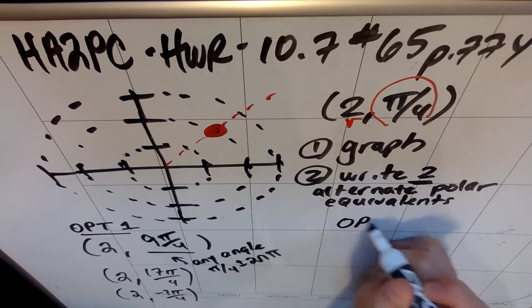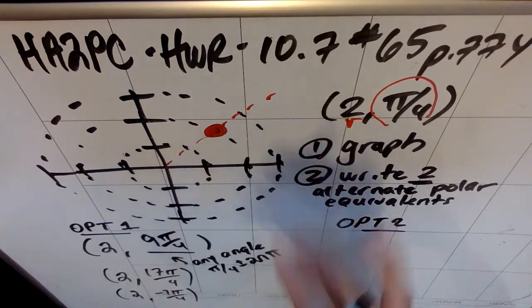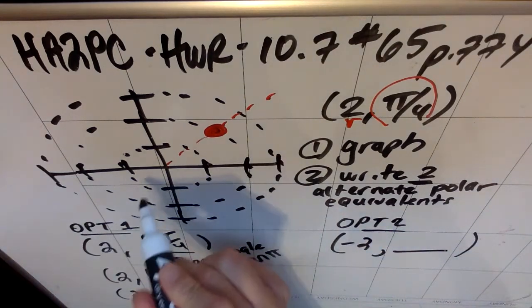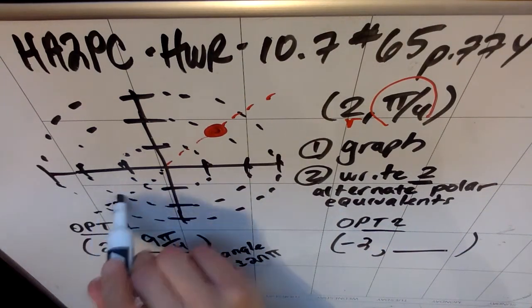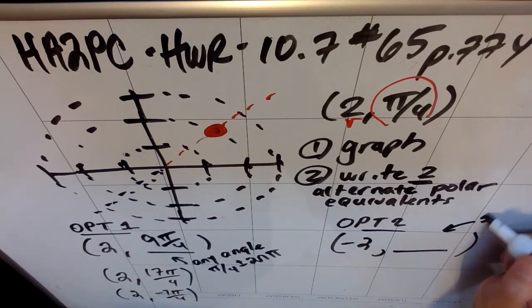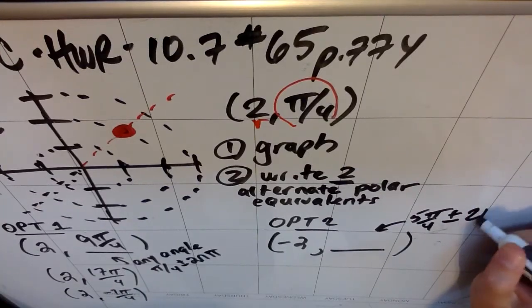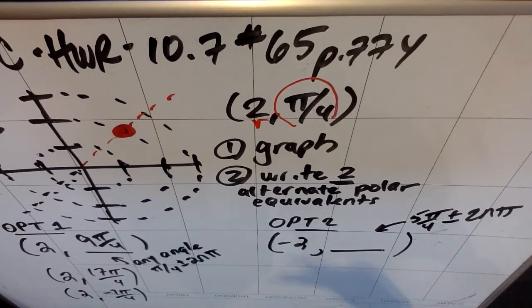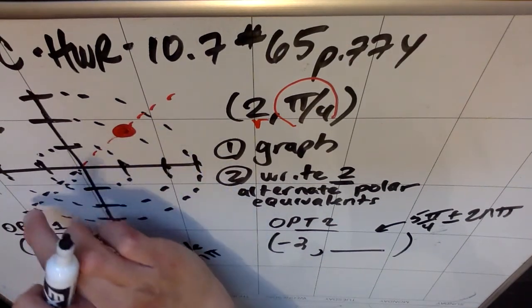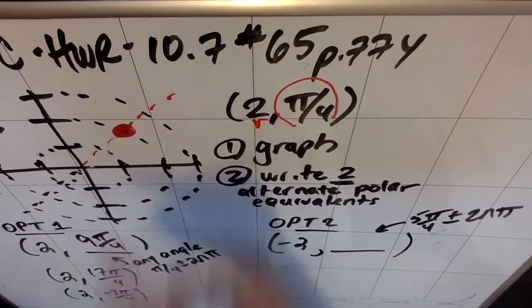The other option is instead of going in the direction where 2 is positive, you could do negative 2 comma and then pick any angle that is coterminal with 5 pi over 4. So right here, it would be 5 pi over 4 plus or minus 2n pi, meaning any angle that is the same as 5 pi over 4, because a negative radius means walk backwards, right? So if you wanted to land here, you could face this direction, and instead of walking forwards, walk backwards too.